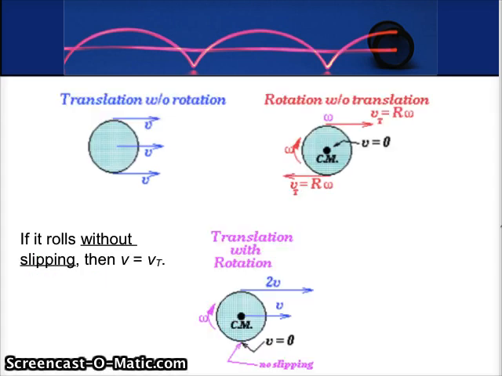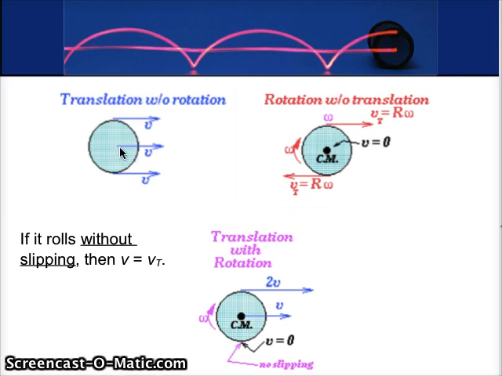However, if we have the special case where the wheel rolls without slipping, then the v from the translation picture and the v sub t from the rotation picture are the exact same v's. And then it's kind of interesting because here at the top of the wheel, the V's are pointing in the same direction. And so if they're equal, the speed of that top part of the wheel is equal to twice the V of the wheel as a whole.